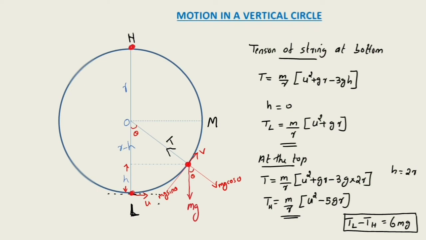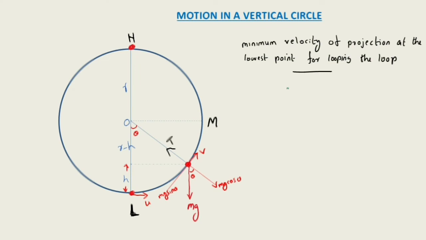Now let's discuss the minimum velocity of projection at the lowest point for looping the loop. That means if I give a particular tangential speed u, it should be a minimum value such that the object will go till the top and continue the loop. So for looping the loop, what should be the minimum velocity of projection? That's what we are going to find next.